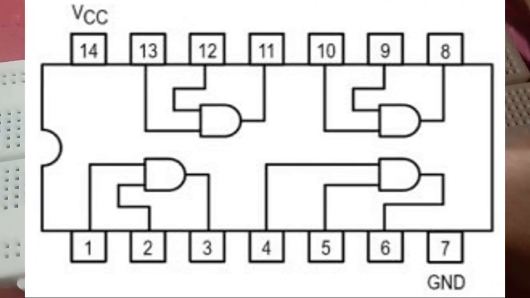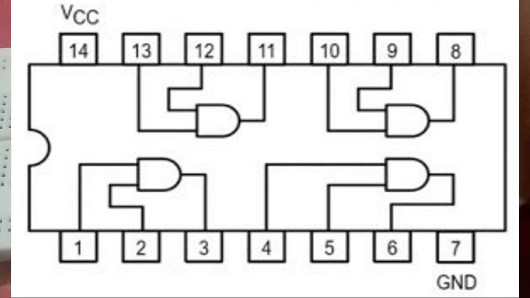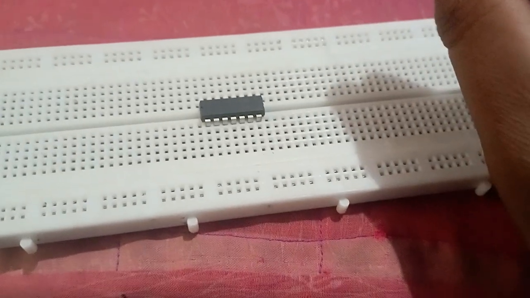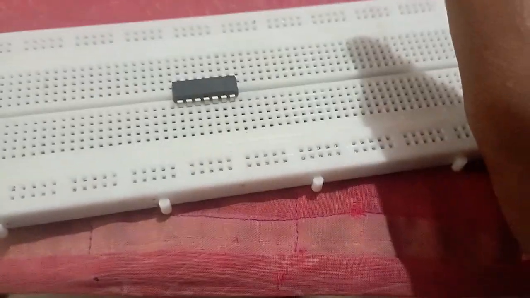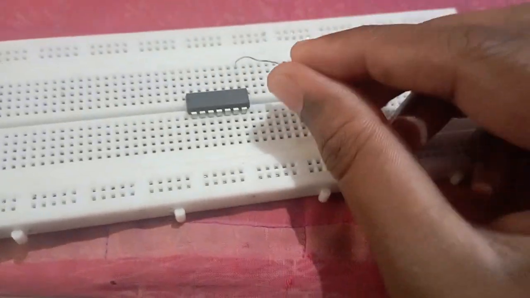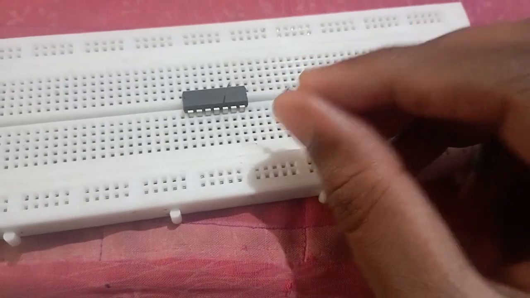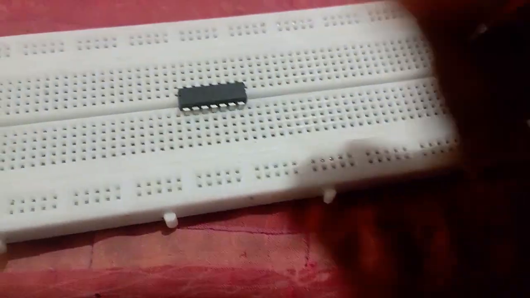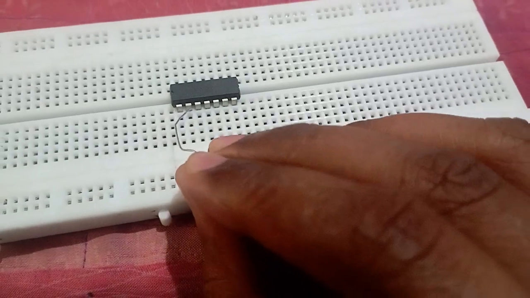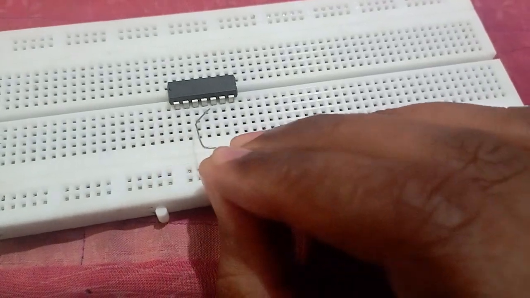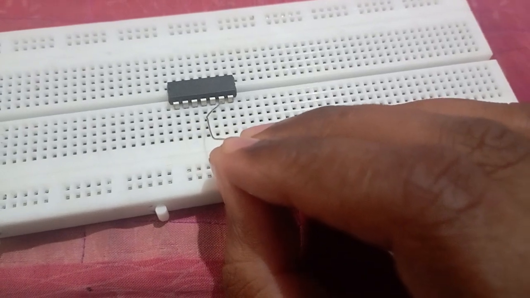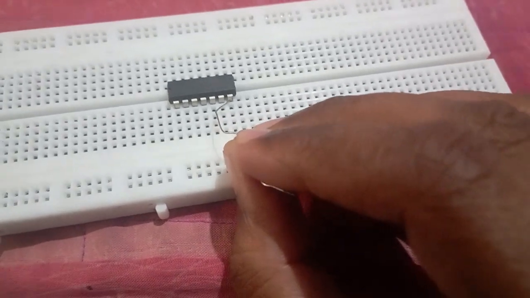It has totally 4 gates, and in the NOT gate there were totally 6 NOT gates, because there was only one input and one output. So it was having 6 NOT gates, but this IC has only 4 AND gates, because of 2 inputs and 1 output. That is, 1 and 2 are inputs, 3 is an output, and 4 and 5 are inputs, and 6 is an output, and this is grounded.